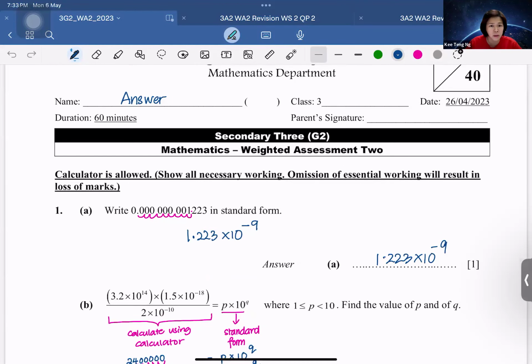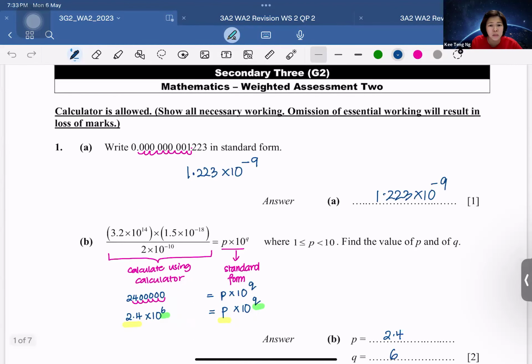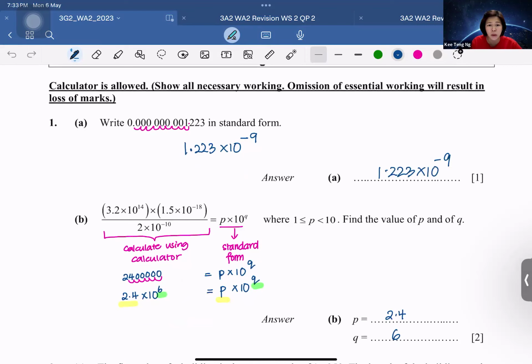Right. So this one I'm only going to focus on some of the questions that might have more standard skills that will be tested. The first one over here is in standard form. I think you all should be able to correct the number in standard form.